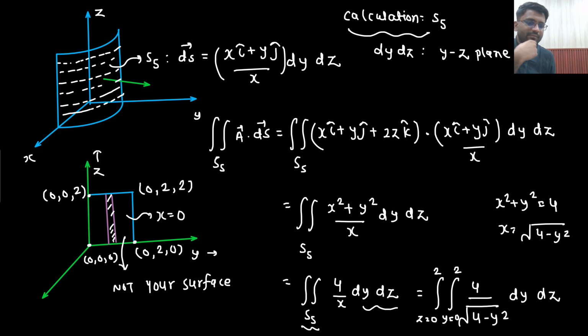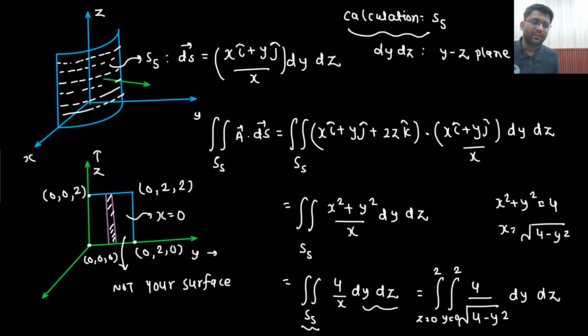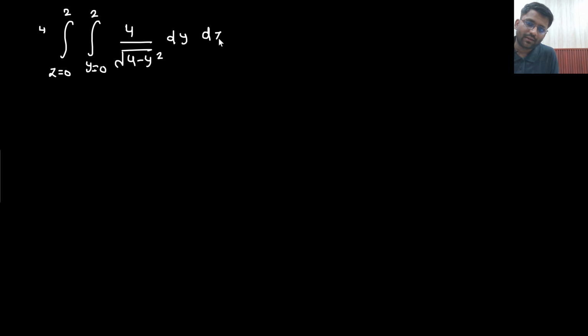What calculation am I supposed to solve? Y and z both going from 0 to 2, of 4 divided by under root 4 minus y square, dy and then dz. So do we know the answer of this calculation?